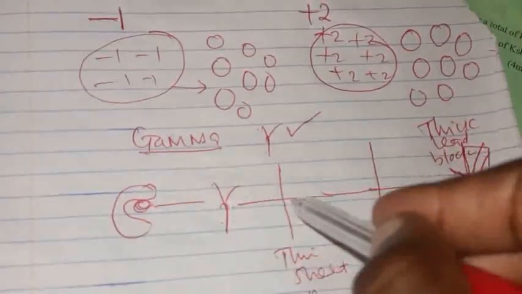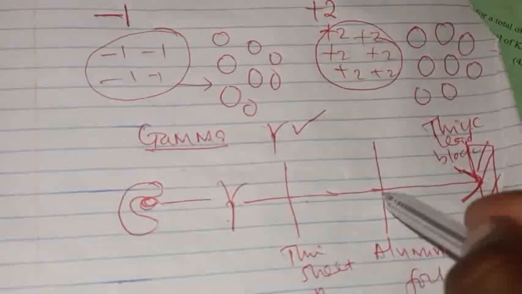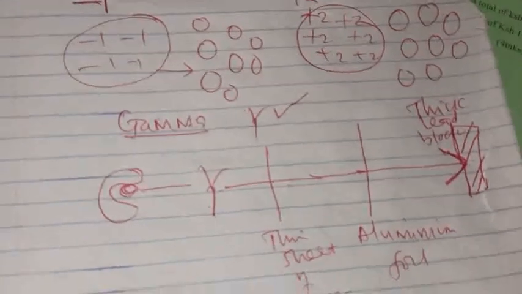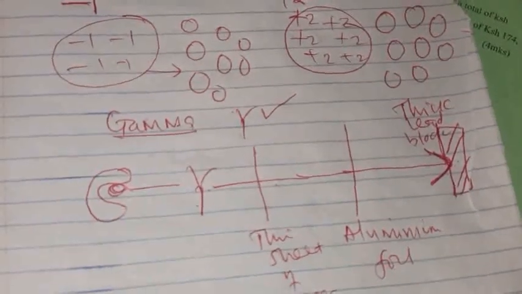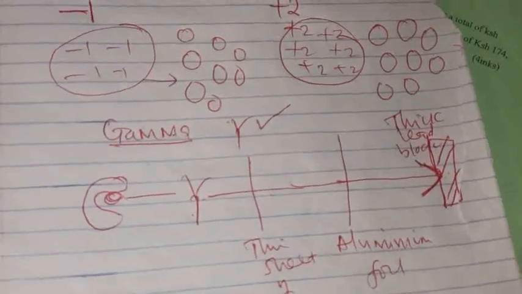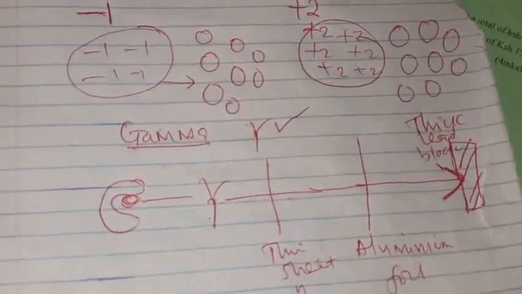It passes through the thin sheet of paper that blocked the alpha particle. It passes through the aluminium foil that blocked the beta particle, and can only be blocked by this thick lead block. So it has the highest penetrating power. So they can only get blocked by what? The thick lead block.